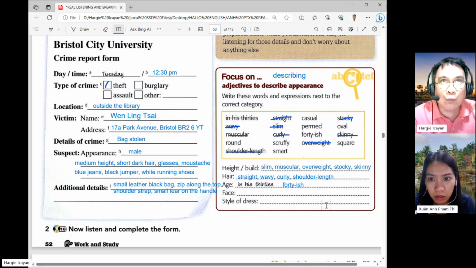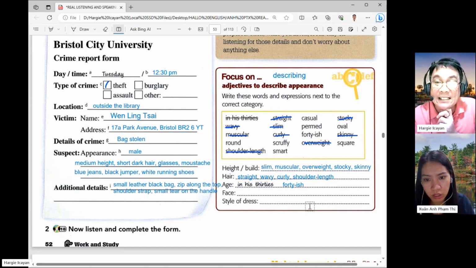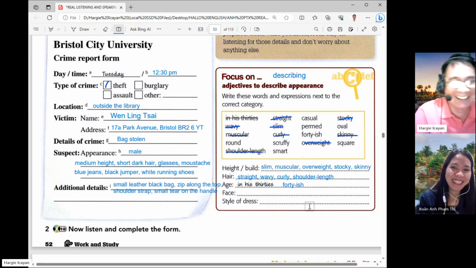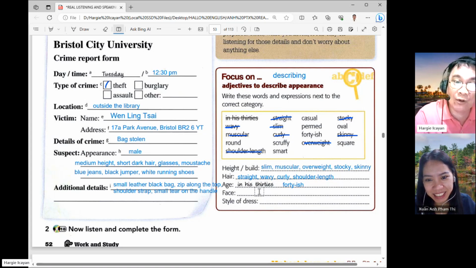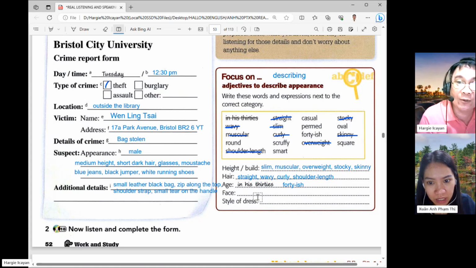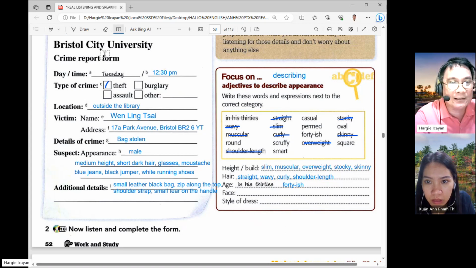But we cannot identify exactly the age. We can also say 50s, 60s, 70s, 80s. But of course, maybe an 80 years old person cannot do it anymore, right? But below 30s, we can say in his 20s, right? Sometimes robbers are in their 20s, right? Next, what about the face?